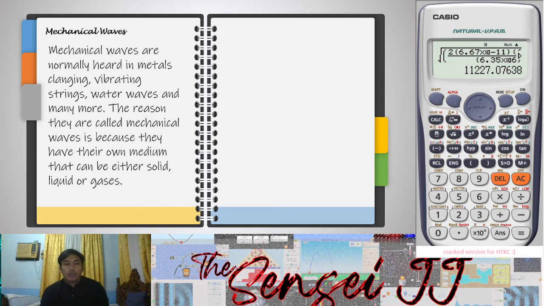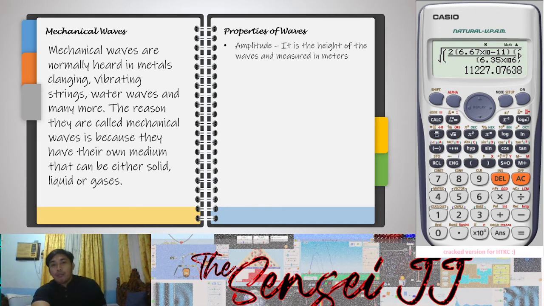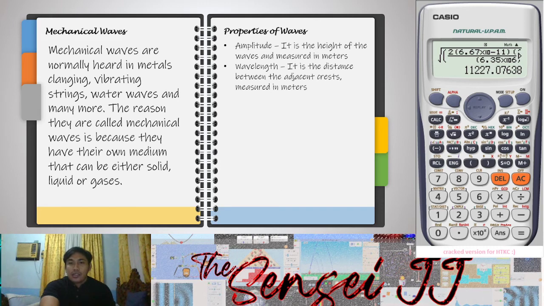So the reason they are called mechanical waves is because they have their own medium that can be either solid, liquid, or gases. Okay, so properties of waves, we have amplitude. It is the height of the waves and measured in meters. Wavelength, it is the distance between the adjacent crests, measured in meters.